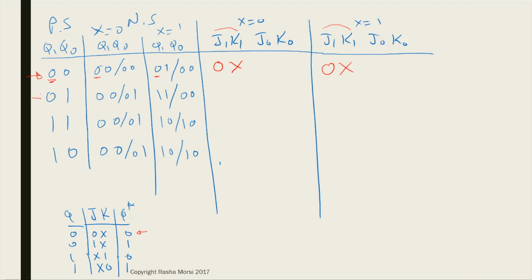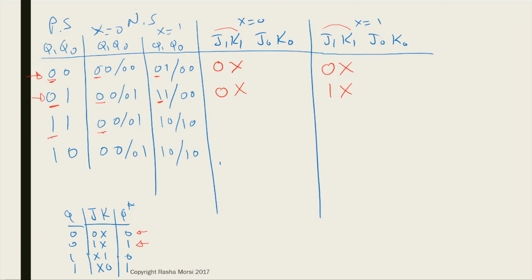Now I'll go down to the second row, and I will see that present state Q1 is a 0. For x is 0, next state is a 0, which means, again, I have 0, don't care. And then I look for the x is 1. It says 0, 1. So I go down to the table, and I see that present state 0 to next state 1 gives me a 1, don't care.